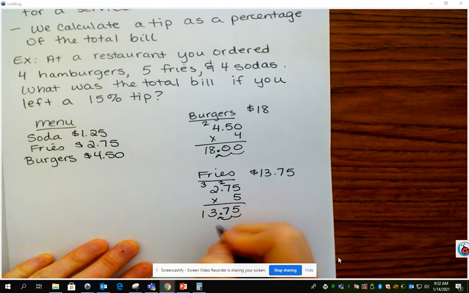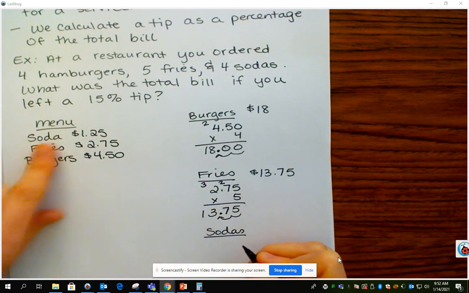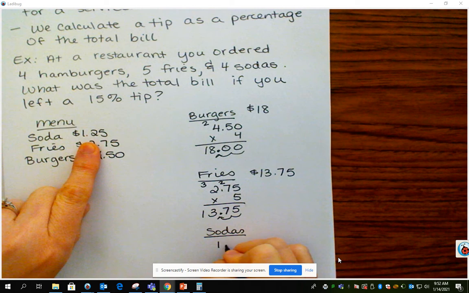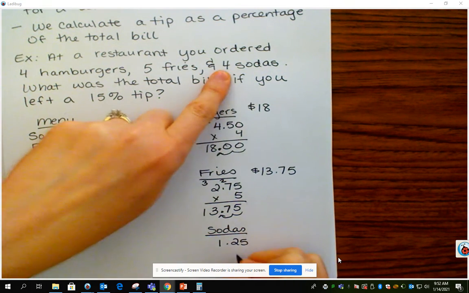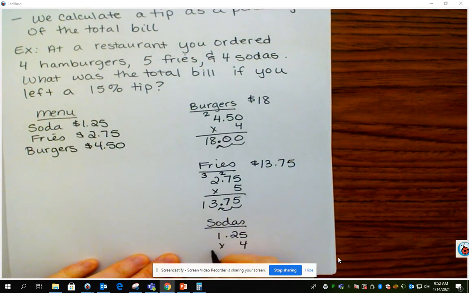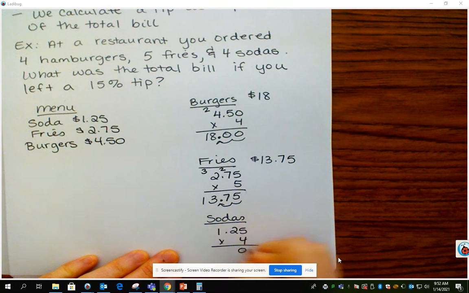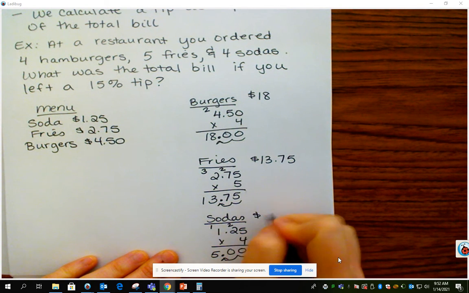And now let's do sodas. So sodas cost $1.25, and you bought 4 of them. So 4 times 5 is 20, carry my 2. 2 times 4 is 8, plus 2 more is 10. 4 times 1 is 4, plus 1 more is 5. 2 decimal places, $5 on soda.